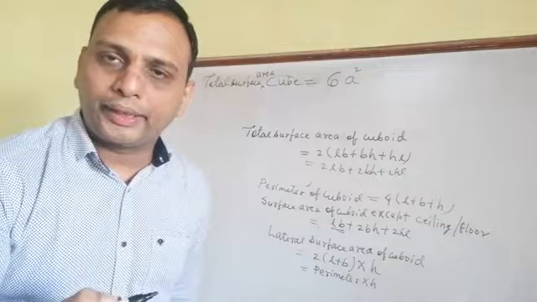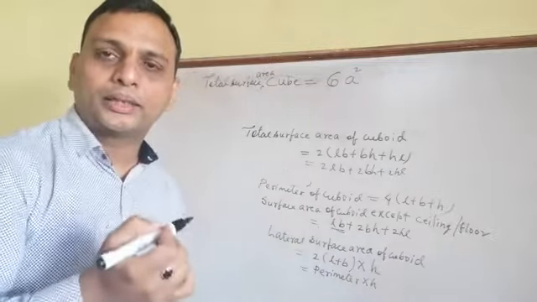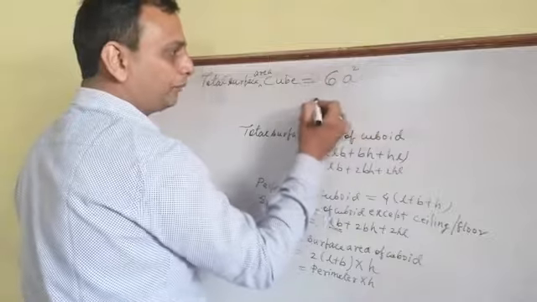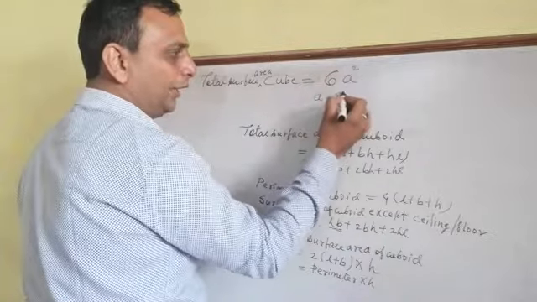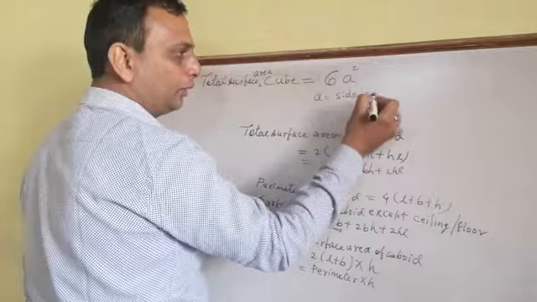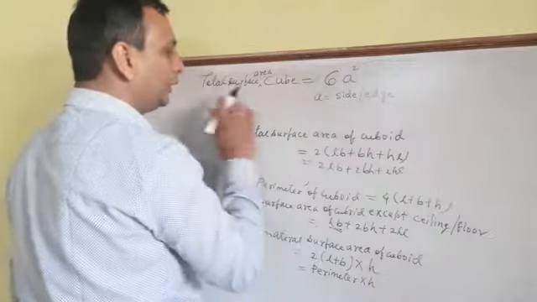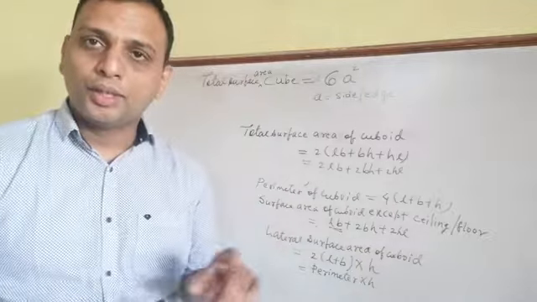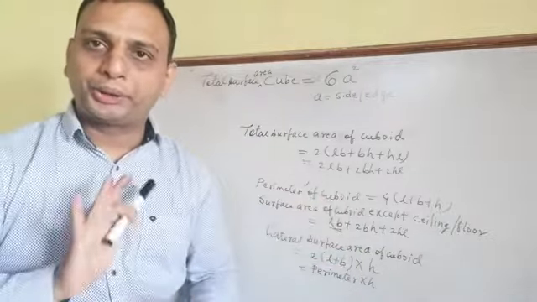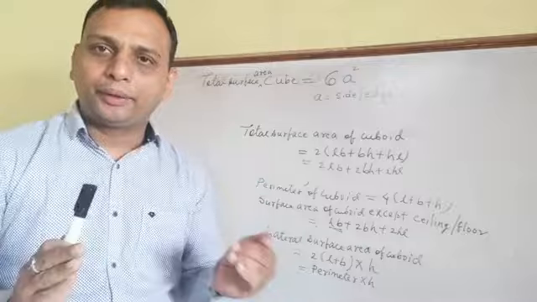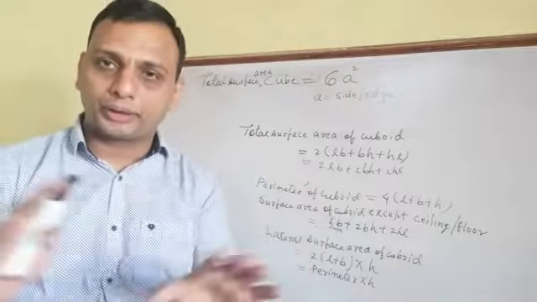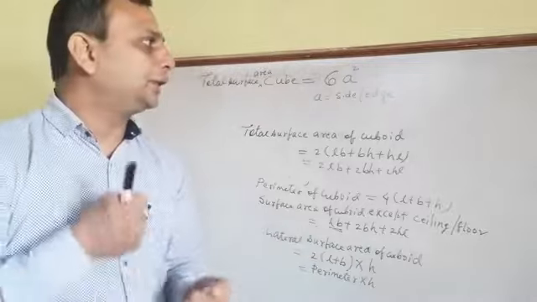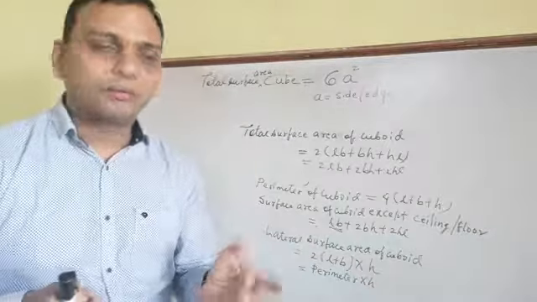In the cube, the side is also known by another name, that is the edge. So this A stands for side or edge. This is the formula to find the total surface area of cube. You know the cube is a solid figure which has all sides equal. You may have seen many cubes, so to find that area, we have to use the formula 6a square.